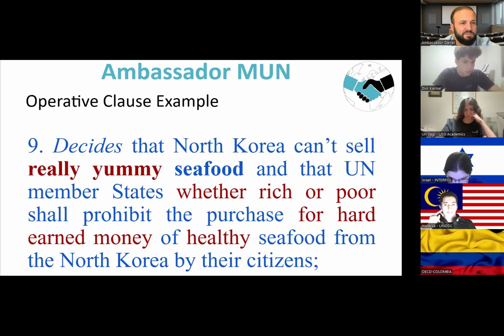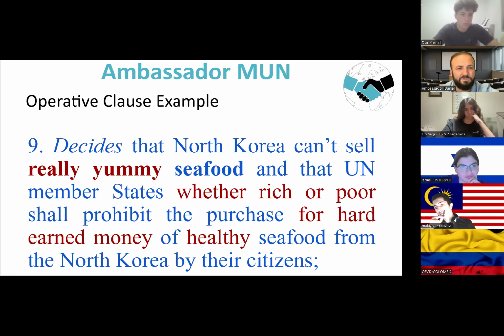Decides, let's have somebody else read. Let's go with OECD Colombia. Are you around? USA Dissect, are you able to read now? Can you unmute yourself? USA Dissect? All right, I'm able to read. Okay, we're starting with USA Dissect. Okay, USA Dissect, read the clause.